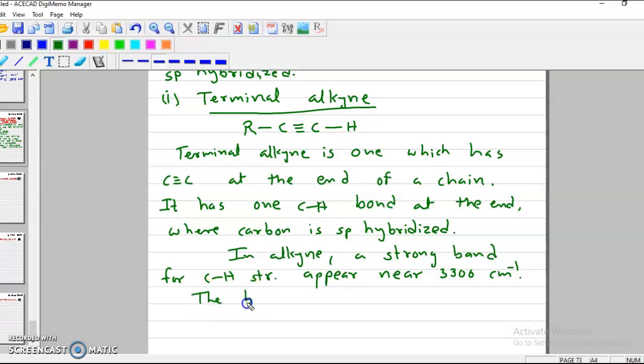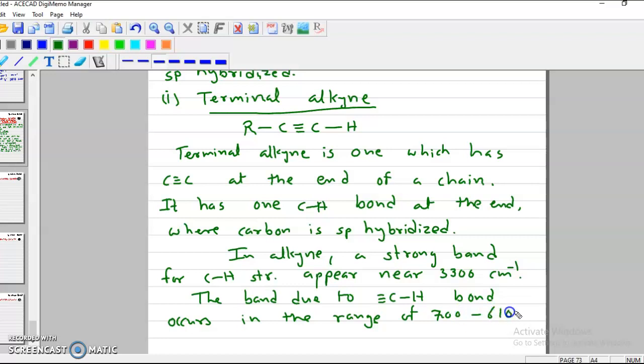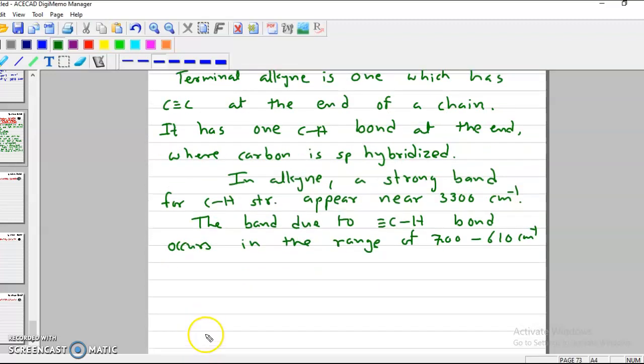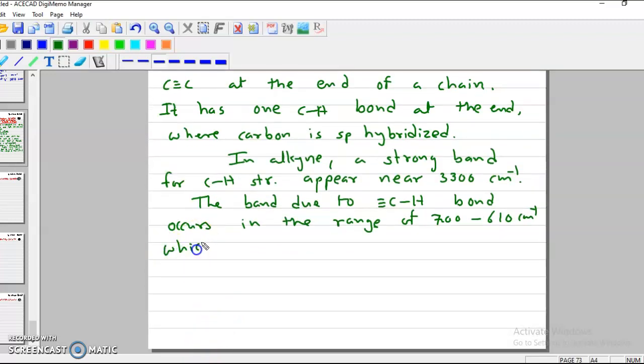The band due to CH bond occurs in the range of 700 to 610 centimeter inverse, which will be due to CH bending or deformation, and this band will be very strong.